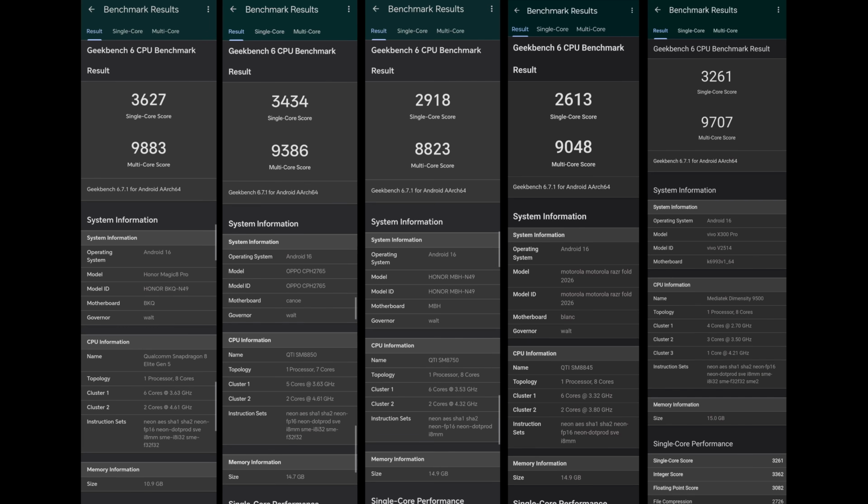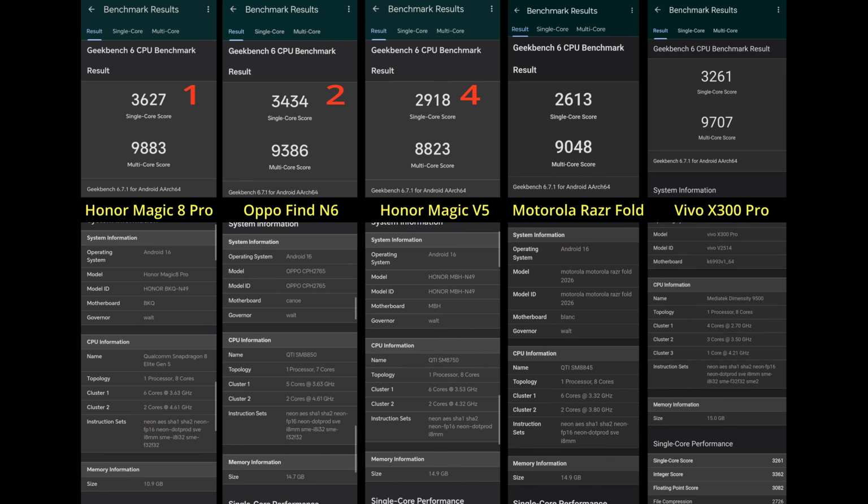So starting with Geekbench, you can see here I've got everything already scored out, ran the test on each phone, and I've labeled them all. And as you can see here, the scores are different from single core to multi-core. It's kind of interesting.